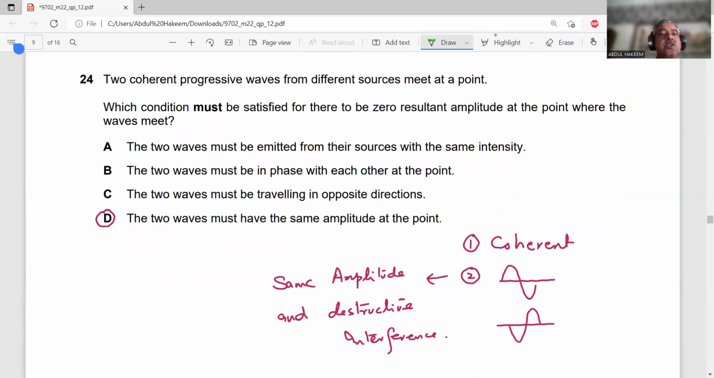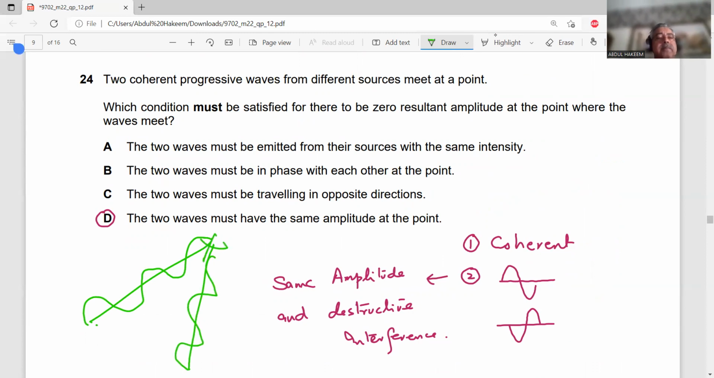Next is number 24. Two coherent progressive waves from different sources meet at a point. Suppose one wave is traveling in this direction and the other in this direction, and both are meeting over here. Which condition must be satisfied for there to be a zero resultant amplitude, meaning destructive interference? For destructive interference, there are two conditions. Both waves must be coherent, and their path difference on reaching the meeting point must be n lambda.